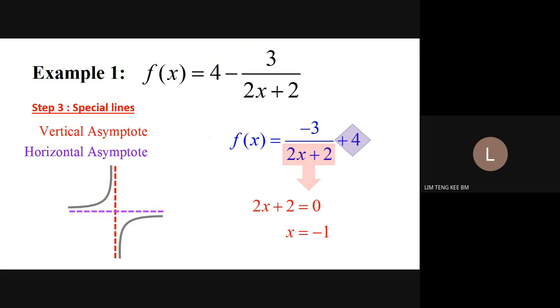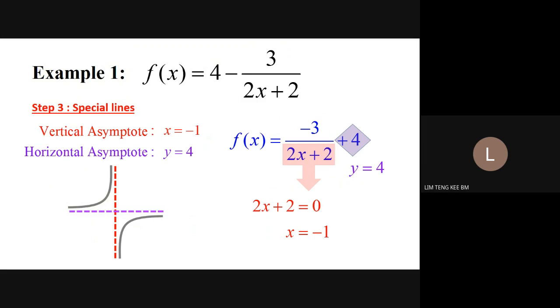Whereas from the value plus 4, it will give me y equals to 4, which will correspond to our horizontal asymptote. So therefore, it gives me the answer now. I have my vertical asymptote as x equals to negative 1, and y equals to 4.